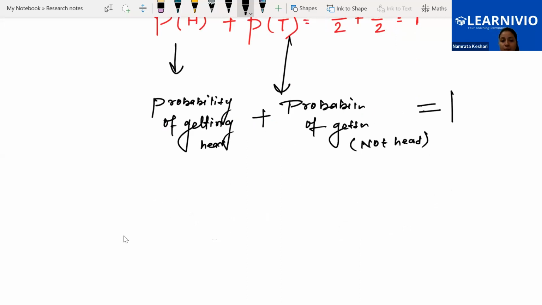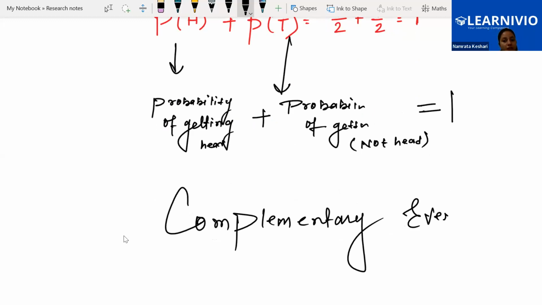Let me give more examples so that it will be clear to you. These two are examples of complementary events. One is head, another is not head. Added together, they will always generate 1. These two are complementary events. Added together is generating 1.